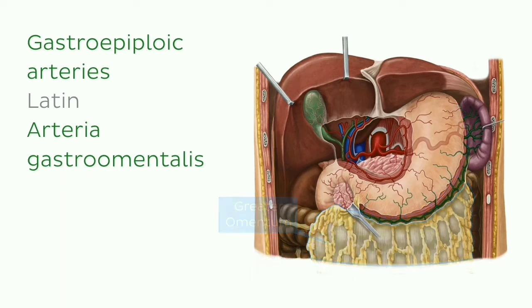They give off many omental branches, which we can see the start of just here, that travel the length of the greater omentum, supplying it with oxygenated blood. The venous drainage of the greater omentum mirrors that of the arterial supply, draining into the gastroepiploic veins.